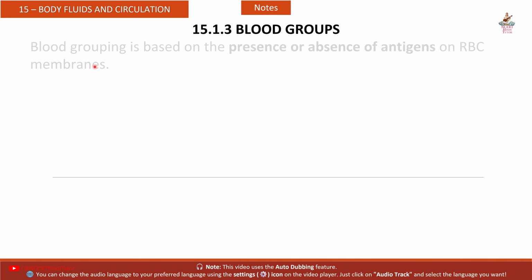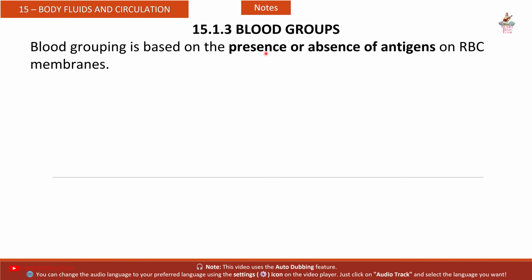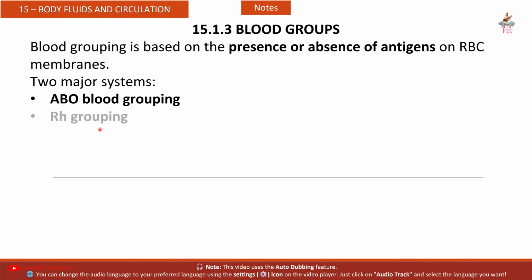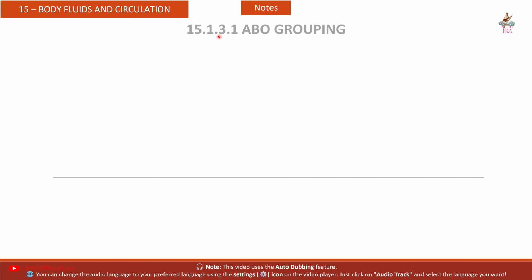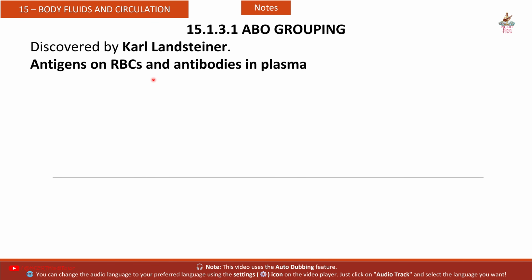15.1.3 Blood groups. Blood grouping is based on the presence or absence of antigens on RBC membranes. Two major systems: ABO blood grouping and RH grouping. 15.1.3.1 ABO grouping, discovered by Karl Landsteiner. Antigens on RBCs and antibodies in plasma.